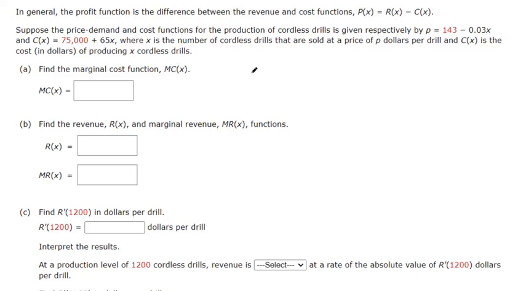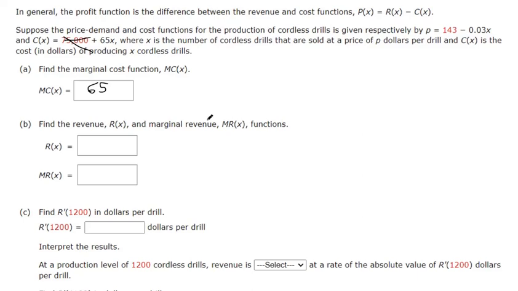The marginal cost function is just the derivative of the cost function. So here's our cost function. To find MC of x, their notation for the marginal cost function, you just need to take a derivative with respect to x. So the derivative of a constant is 0. The derivative of 65x is just 65. That's it. That's the marginal cost function.